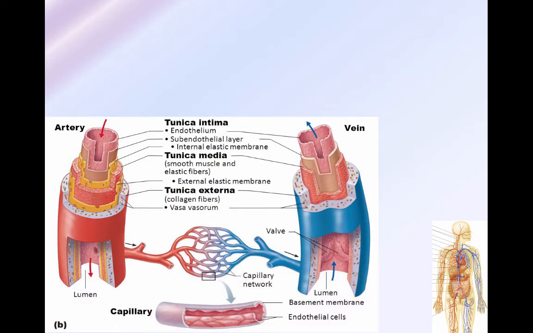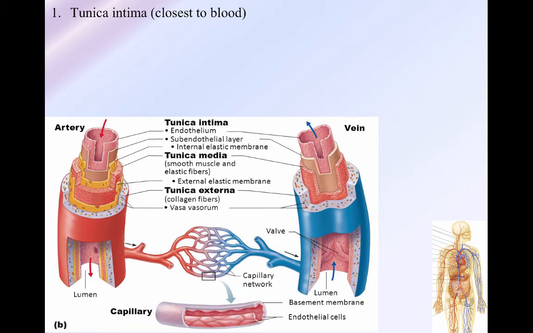Another thing that we find is that veins have valves, and again, this is a consequence of the very low blood pressure. Blood pressure is so low that it is possible that blood could flow backwards in the veins, and so valves help to ensure unidirectional flow.